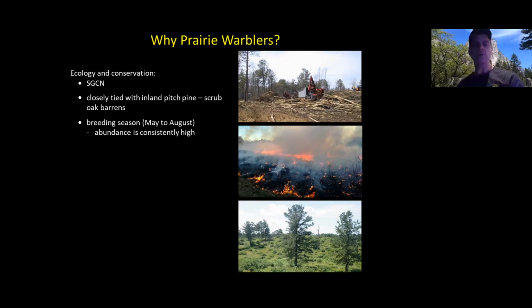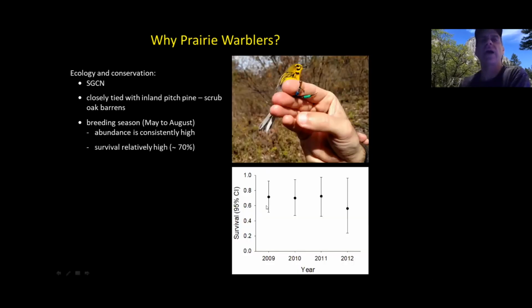And evidence that we are succeeding is that prairie warblers are consistently abundant in the preserve. Their survival is relatively high. Here's survival estimates from a study that we did between 2009 and 2012. So we had about 70% survival from year to year, which is pretty good. And we also know that they are successfully breeding here in the preserve.